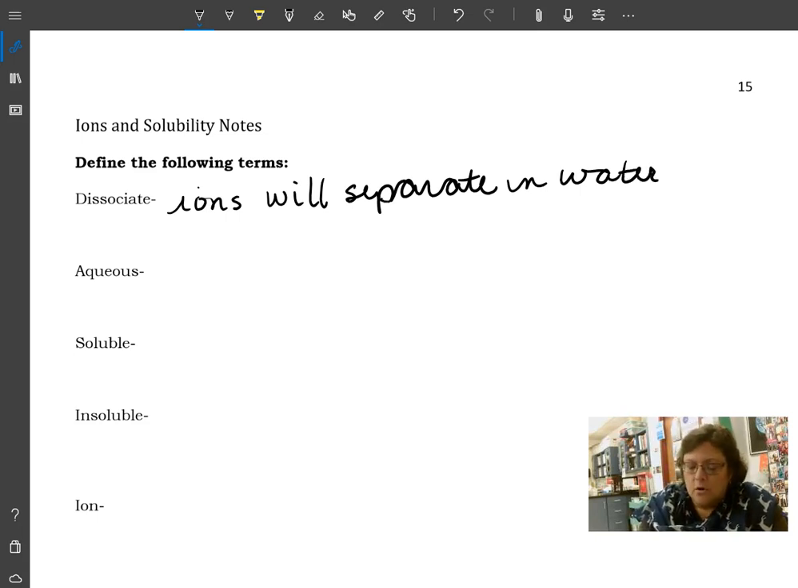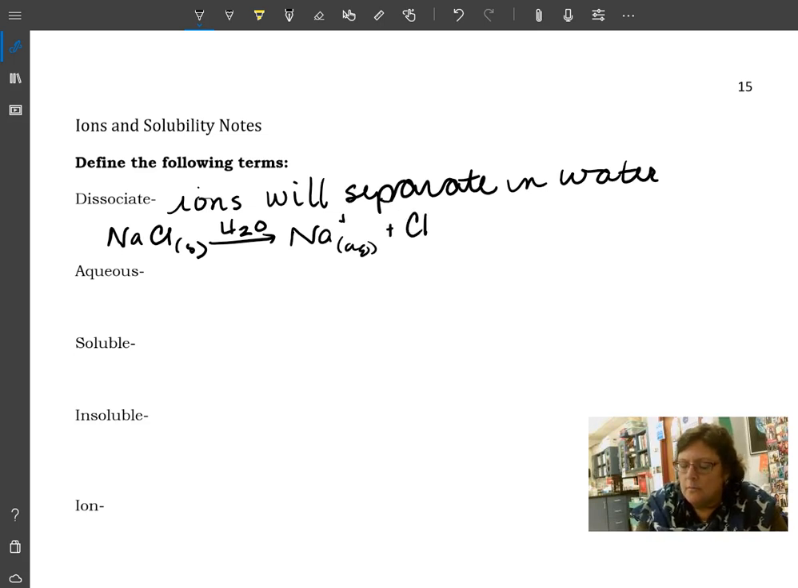Alright, so an example, if you have sodium chloride, that's a solid, and you add it to water, the sodium ions will pull apart from the chloride ions. And they do that because the water molecules surround them and pull them apart. Water molecules are what we say polar. Oxygen and hydrogen share unequally.